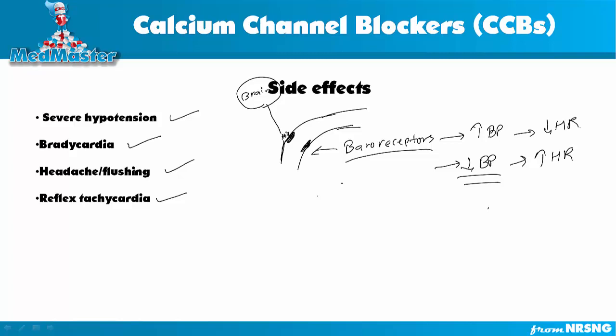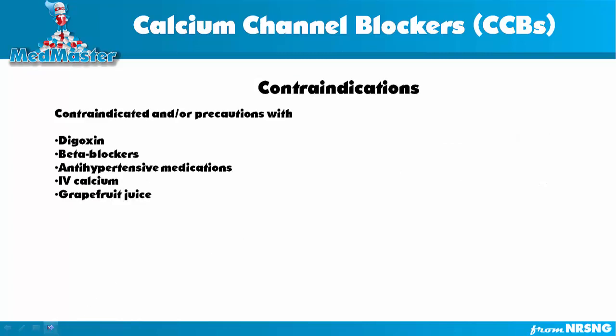Now, what the calcium channel blocker does is it decreases the blood pressure, and when it decreases the blood pressure, it's going to increase the heart rate by this baroreceptor reflex. Okay, that's how it causes the reflex tachycardia.